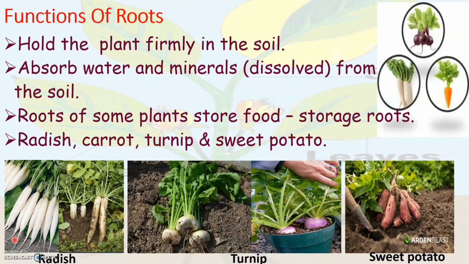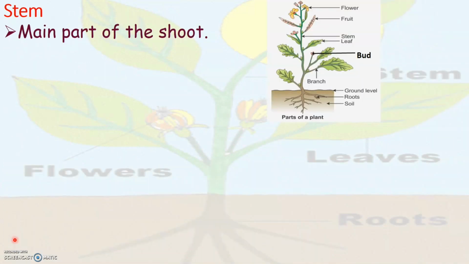Now we have learnt about the part of the plant below the ground called the root. We will now see about the part of the plant above the ground called the shoot. The main part of the shoot is the stem, as you see here in the picture. Stem is the part of the plant which bears the branches, leaves, buds, flowers and fruits.